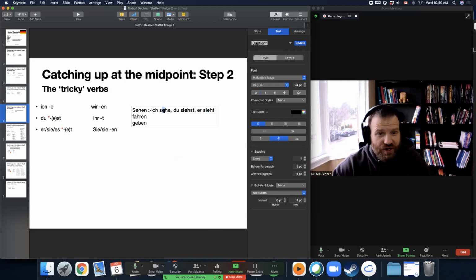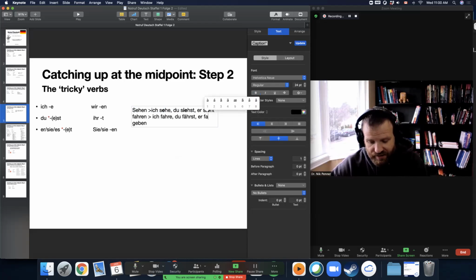So we started with an A and ich sehe, wir sehen, ihr seht, sie sehen, but then it turned into du siehst, er sieht. Fahren, that's the same thing. Ich fahre means I drive. Du changes in the du form, it changes to fährst, er fährt. So A changes to A umlaut.